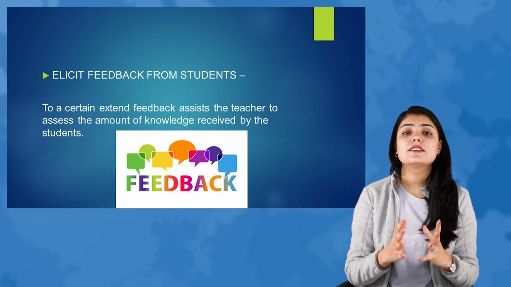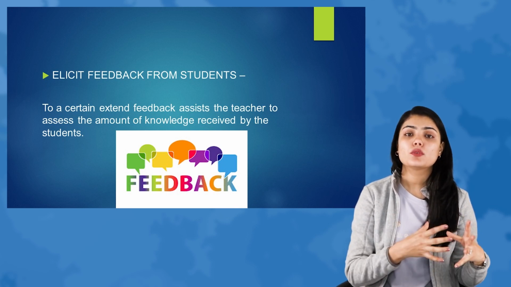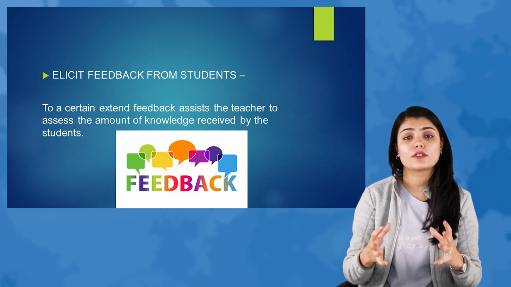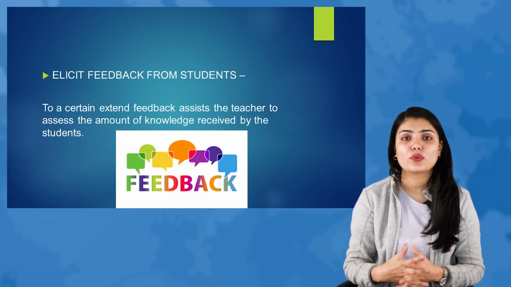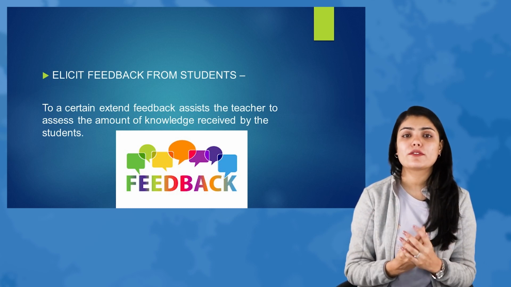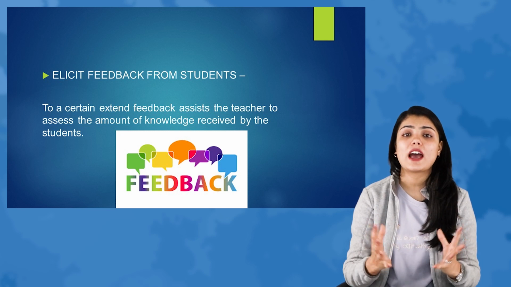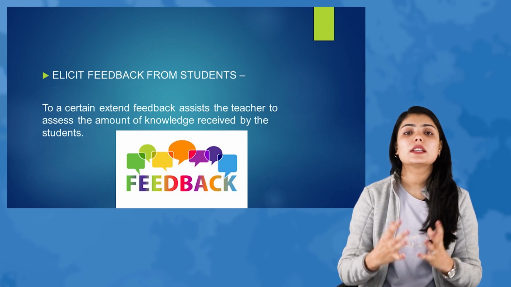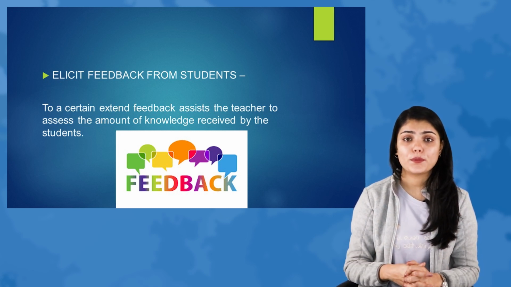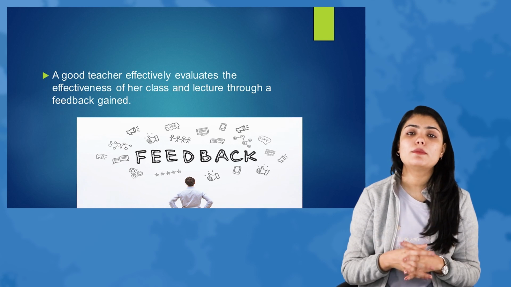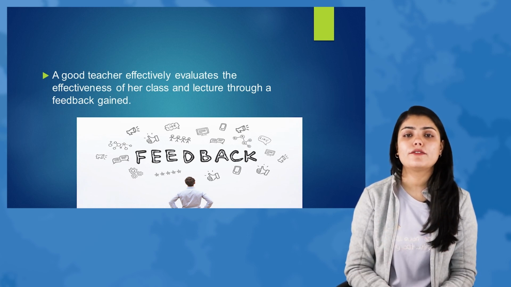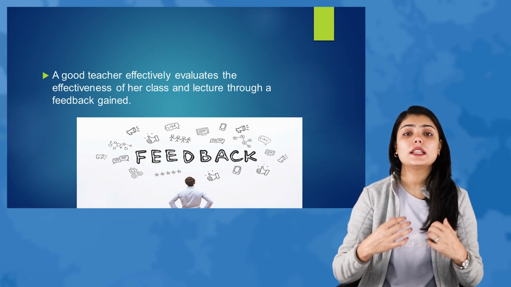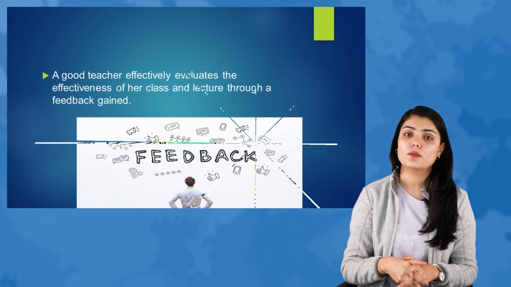Next one, we have elicit feedback from the students. Now, to a certain extent, feedback will help the teacher to know about the effectiveness of their class. Obviously, when we teach a particular group of students and take feedback from them, we get to know how much they have understood, right? What are the problems in the methods of teaching during the class that the teacher was taking, right? So the teacher must take feedback from the students in order to understand the effectiveness of her class and to understand what are the different drawbacks in her lecture method which can be improved.